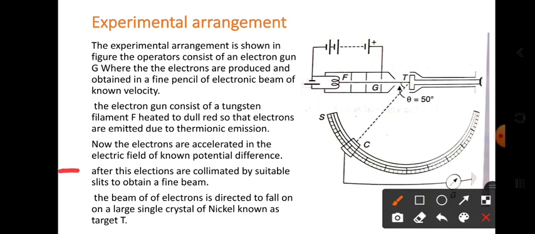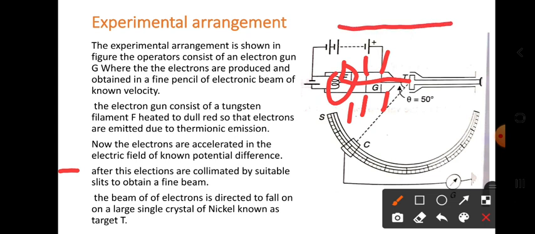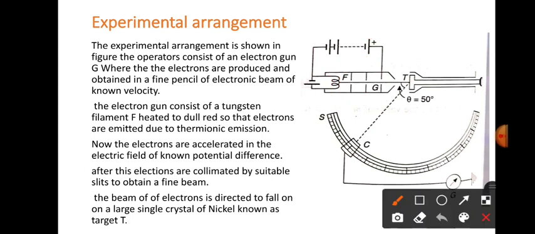And next, the electrons are collimated by a suitable slit to obtain a fine beam. After producing the electrons here, we get a fine beam by using many slits, which make it a fine pencil beam. Pencil beam means, like the lead inside a pencil, it is straight in direction with a small size. In the same manner the electrons also travel like that, and strike the target.